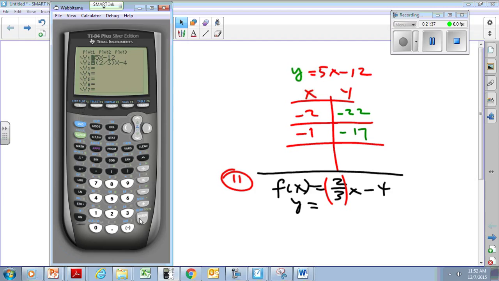Blink on the equal sign, hit enter, arrow down just to make sure I did it. Go back to my graph.